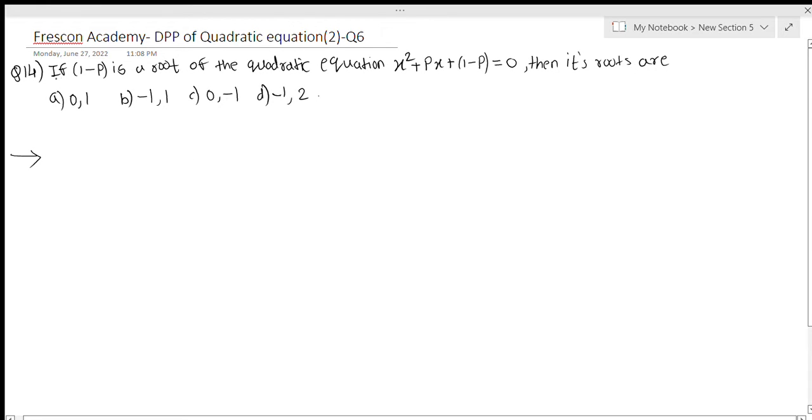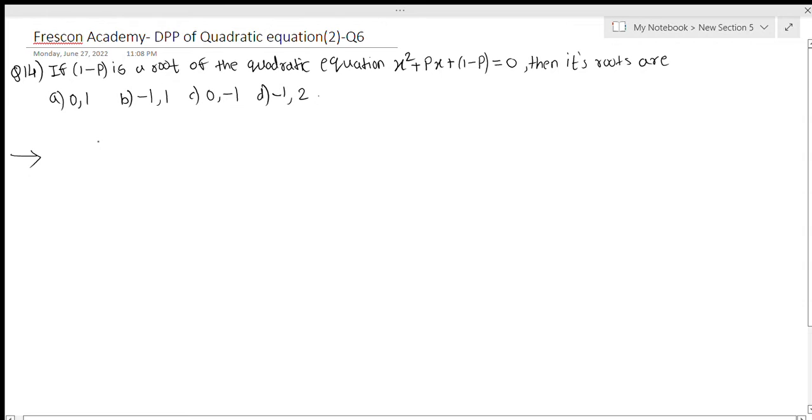Student, let's solve this question of the quadratic equation, that is, if 1 minus p is the root of the quadratic equation x square plus px plus 1 minus p is equal to 0, then its roots are. So 1 minus p is one of the roots of the quadratic equation.